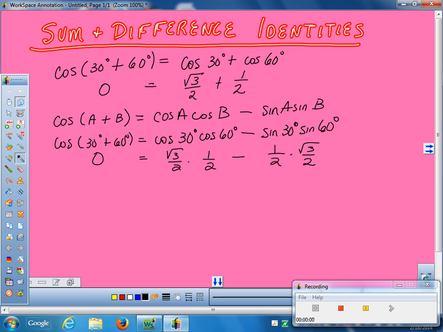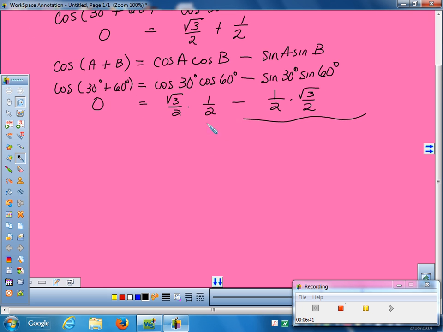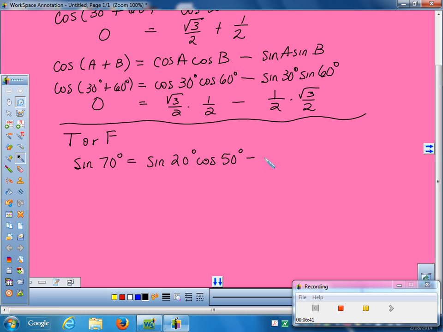Okay, so your problems, you're going to discover here for the next couple of days, your assignment always has a pattern. The first few problems will be true-false. Can you simply look at the identity and tell if it's being used right or not? So, for example, if I do a true or false here, would the sine of 70 degrees equal the sine of 20 degrees times the cosine of 50 degrees minus the cosine of 20 degrees times the sine of 50 degrees?